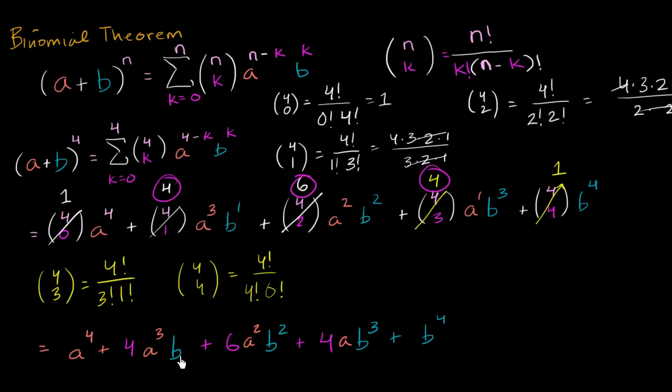And there's an interesting pattern here. There's a symmetry where you have the coefficients 1, 4, 6 for the middle term, and then you go back to 4, and then you go back to 1. And you also see that you start at a to the 4th, a to the 3rd, a squared, a, and then you could say there's an a to the 0 here. And then you start at b to the 0, we didn't write it, but that's just 1. Then b to the 1st, b squared, b to the 3rd, b to the 4th.